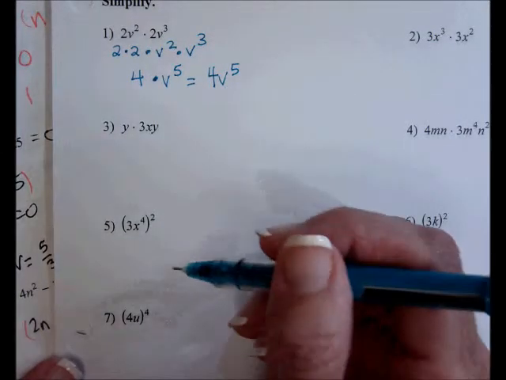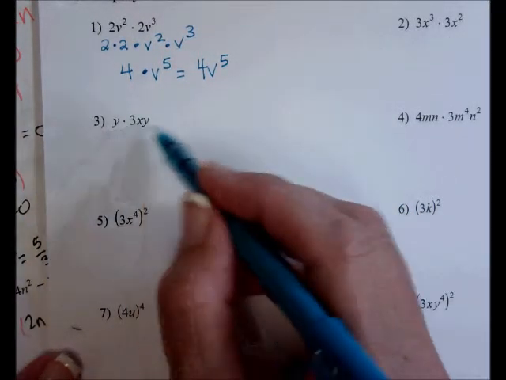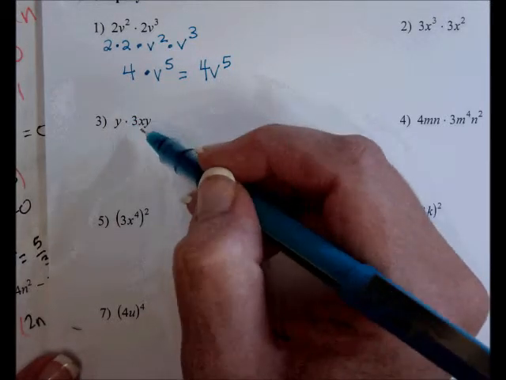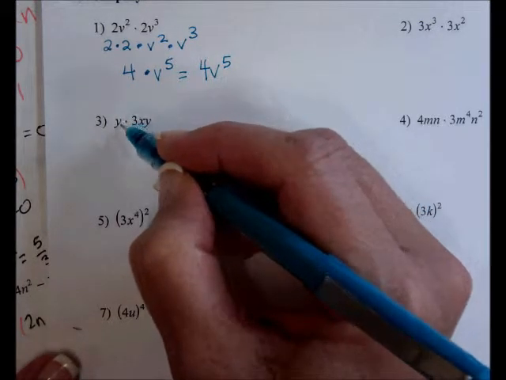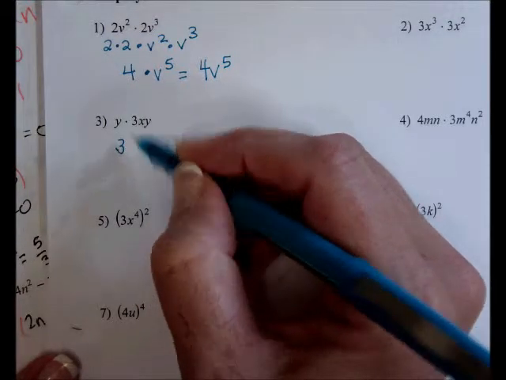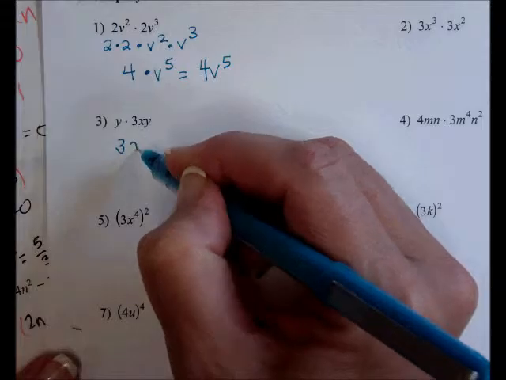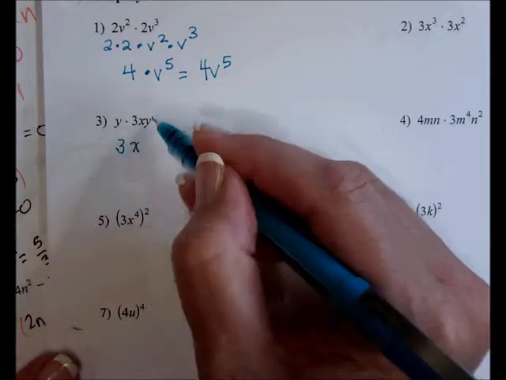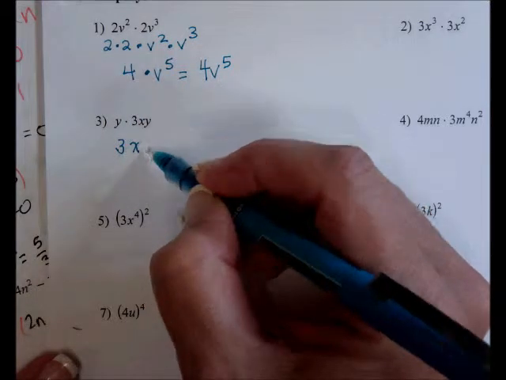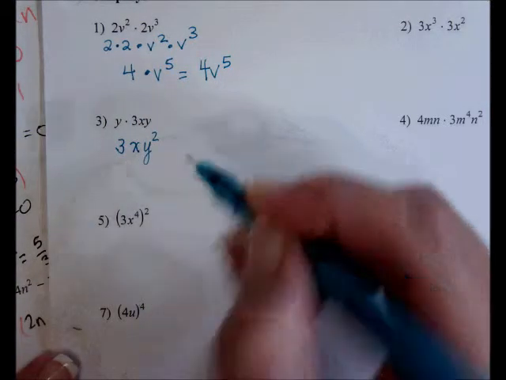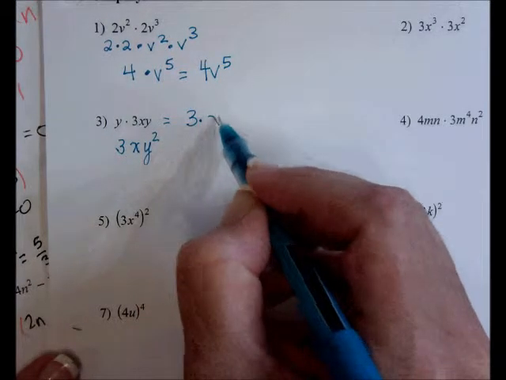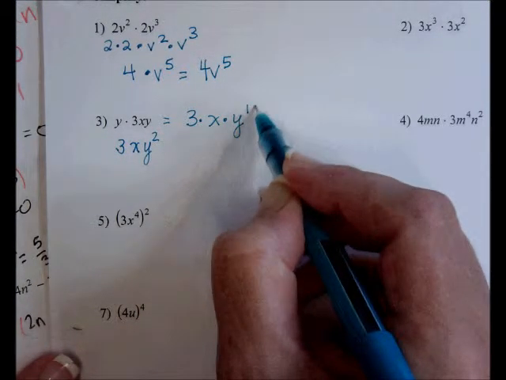Looking at number 3, you see that I have 2 y's that are here. Now, if my variables don't have exponents, that means I just have one of them. So I have a coefficient of 3, so I'm going to move that to the front. I only have one x, so I'm just going to leave that as x. But I have y times y, and whenever I have y to the 1 times y to the 1, I add the exponent, so it becomes y squared. So this looks like 3 times x times y, 1 plus 1.